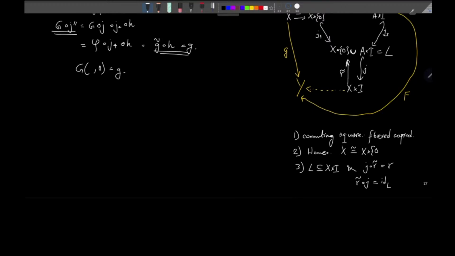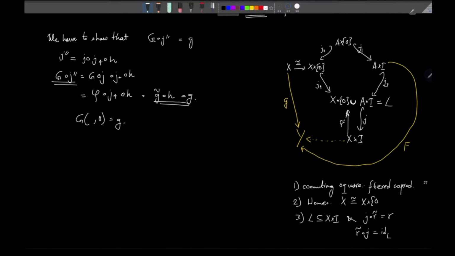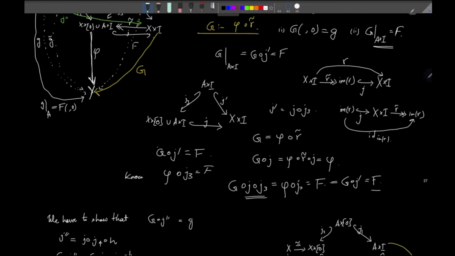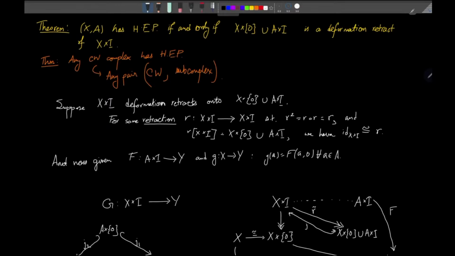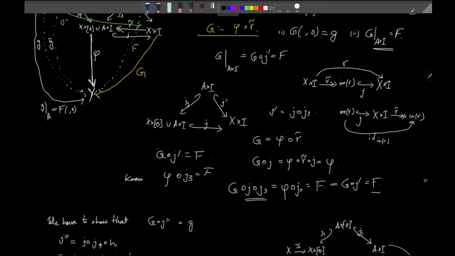Therefore, we have proven finally this direction of the proof. So we really know now that if this thing is a deformation retract of x cross I, then the space really has the homotopy extension property. I guess we will take a break for a few minutes and then we'll be back proving the other direction. If x comma a has the homotopy extension property, then that space is really a deformation retract of x cross I, which I guess will not be as routine and straightforward as this direction of the proof.